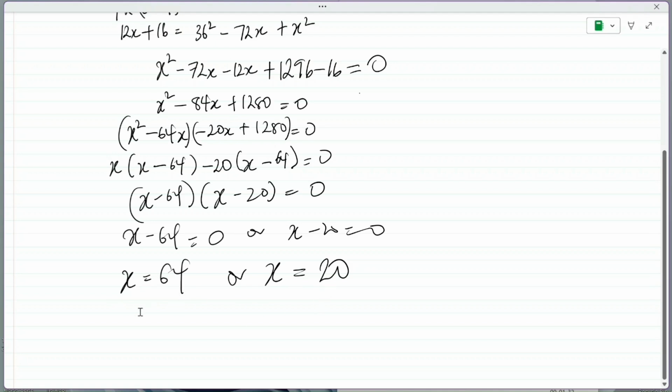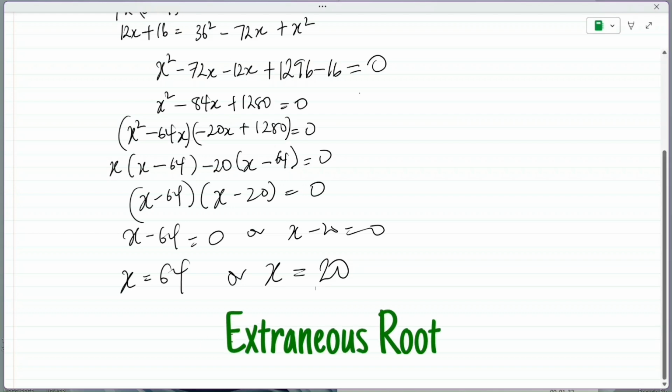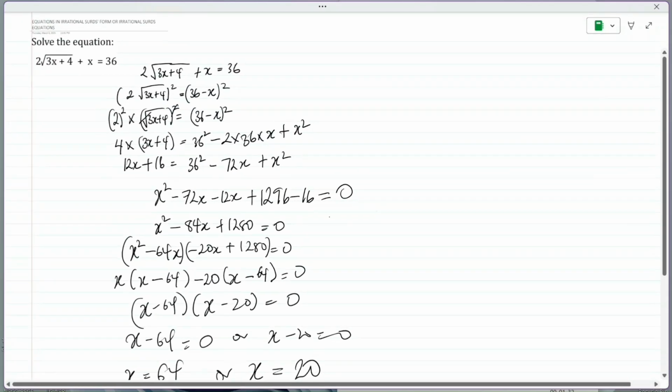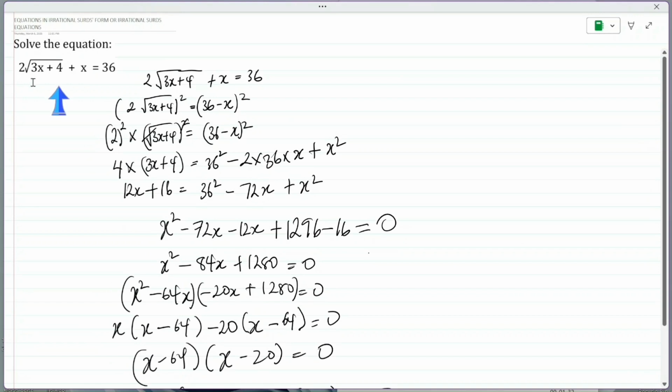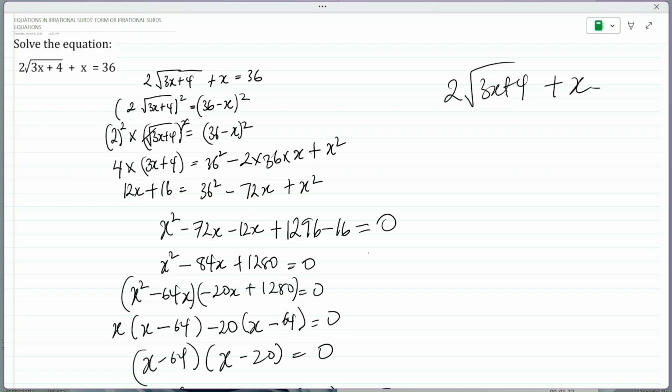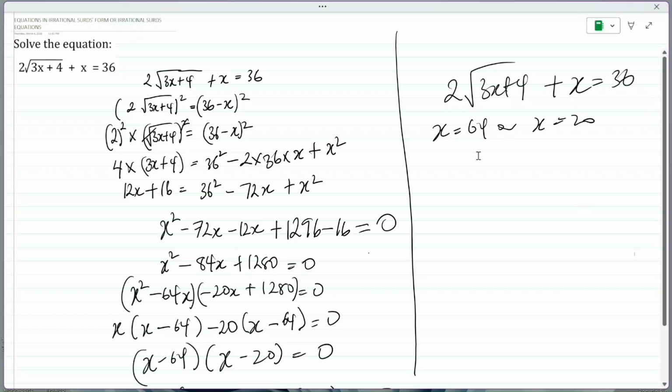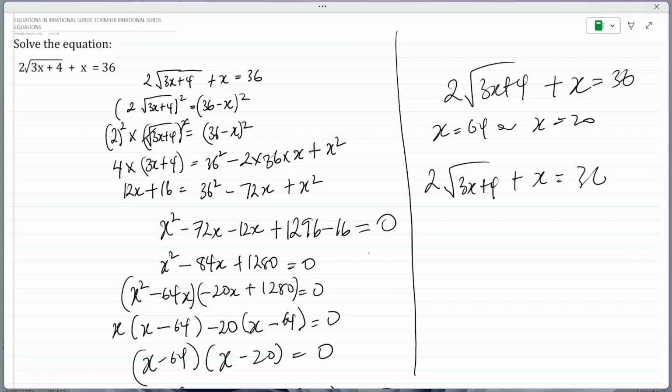We're not done with the question. We have to then insert the numeric values for x into the original equation to see if what is on the left is the same as what is on the right, and if not so, we call it an extraneous root. So let's insert them into the equation. As you can see, the equation on this side, you have 2 square root 3x plus 4 plus x equals 36, and you know our x is 64 or x is 20. Let's start with the 64. X is 64. So you have 2 square root 3x plus 4 plus x equals 36.